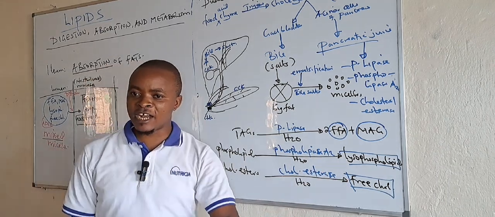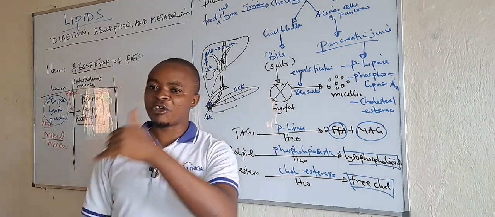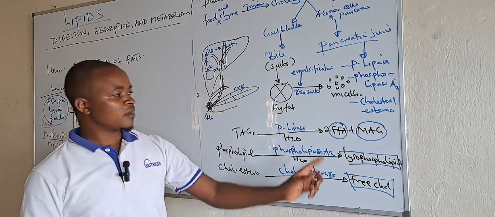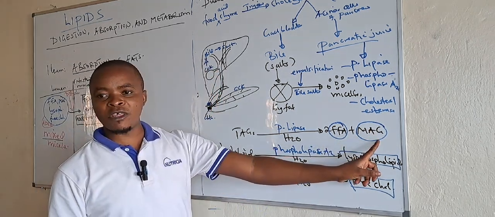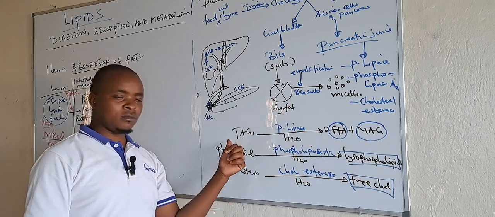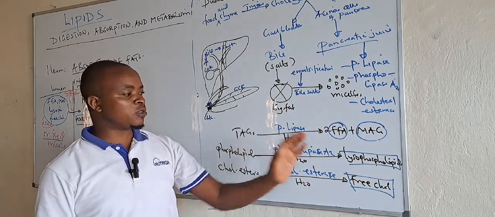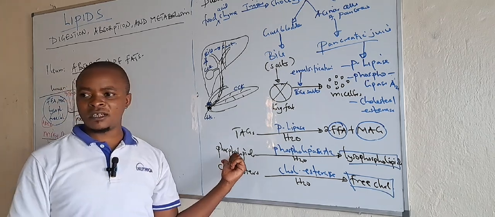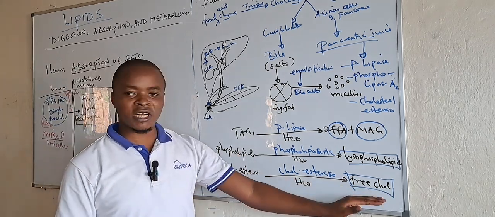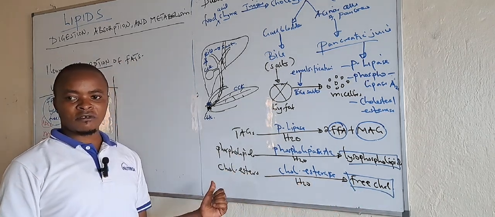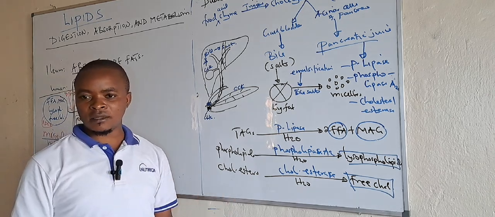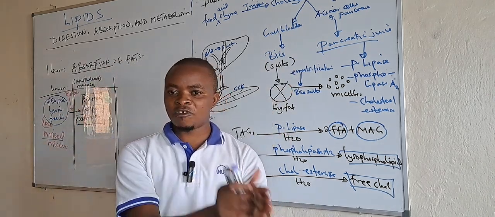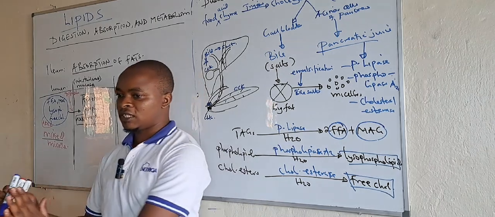After crossing and reaching the intestinal wall, they are converted back. We shall see the free fatty acid combining again with the monoacylglycerol to form triglycerides. We are going to see lysophospholipid being reconverted to phospholipid. We are also going to see free cholesterol being reconverted to cholesterol ester. So the essence of digestion is to enable crossing from the intestinal lumen into the intestinal wall.